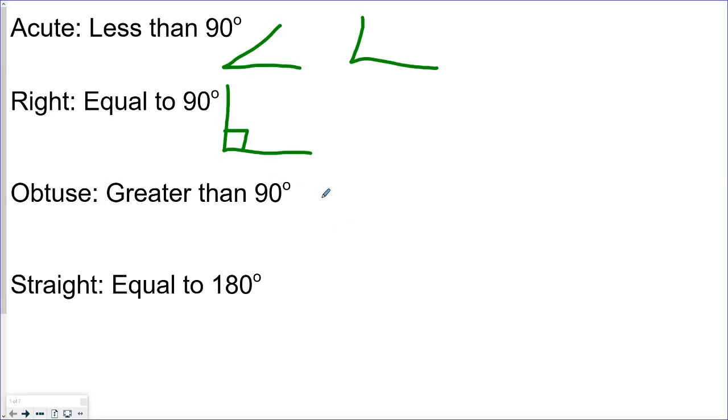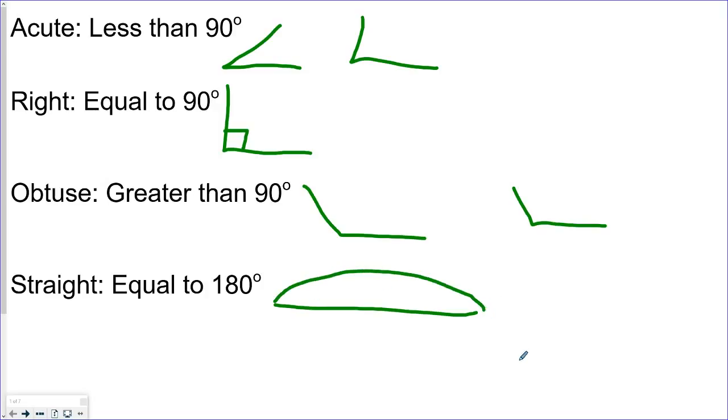And then obtuse angles are angles that are bigger than 90, so they look kind of more stretched out like this, or they might look a little bit less stretched out like this, but they're always still bigger than 90. And then straight angles are exactly equal to 180. Basically, they're just a straight line. So straight lines, their angle measurement is always 180 because they kind of make a half circle. If you were to measure the space between these two endpoints here, it would make a half circle arc. So that's why we call it 180 degrees for a straight line.